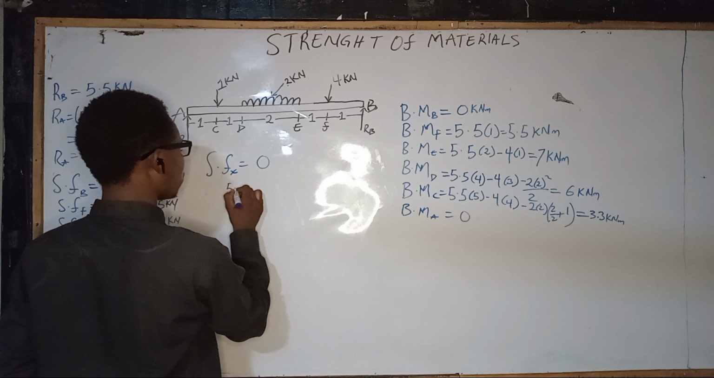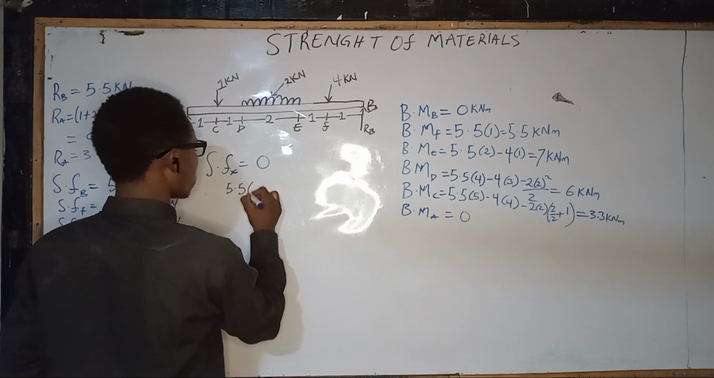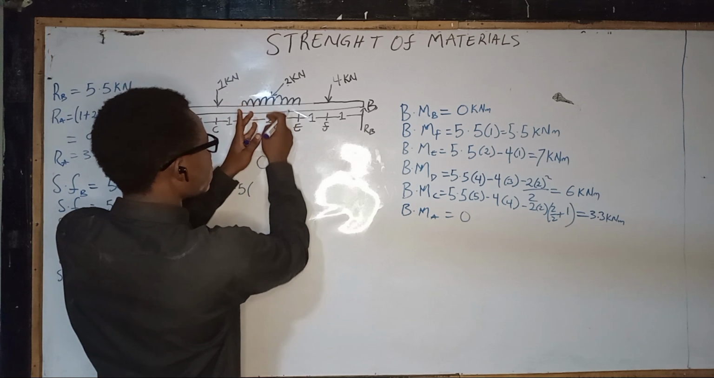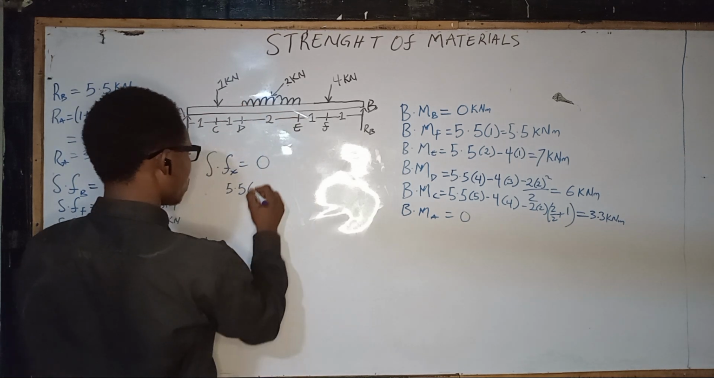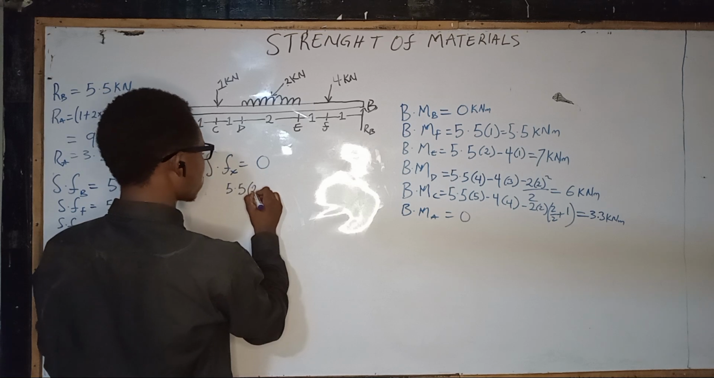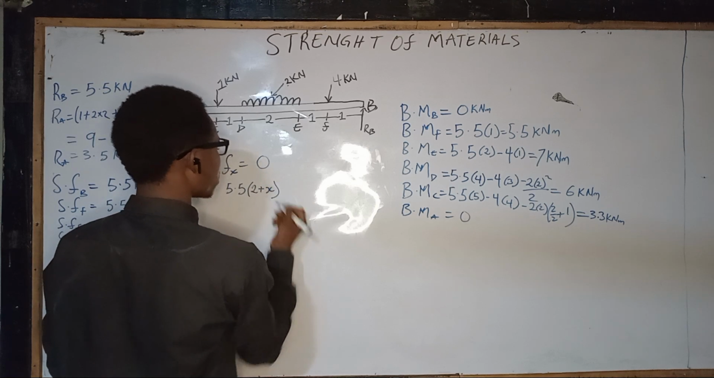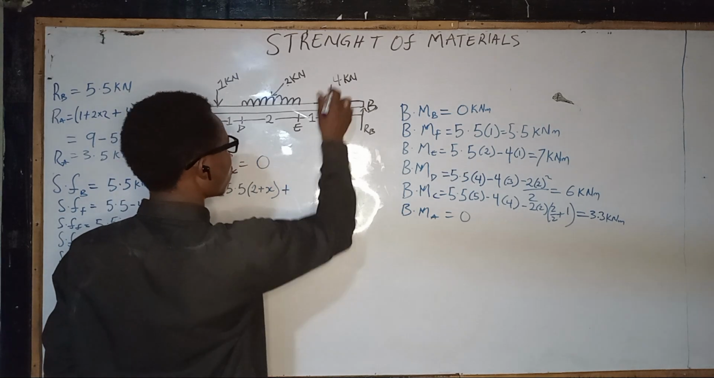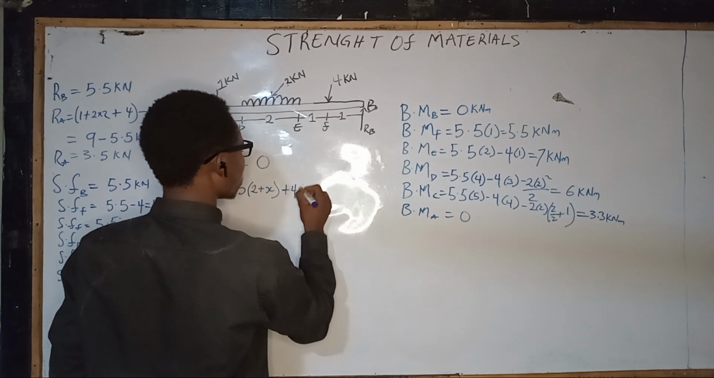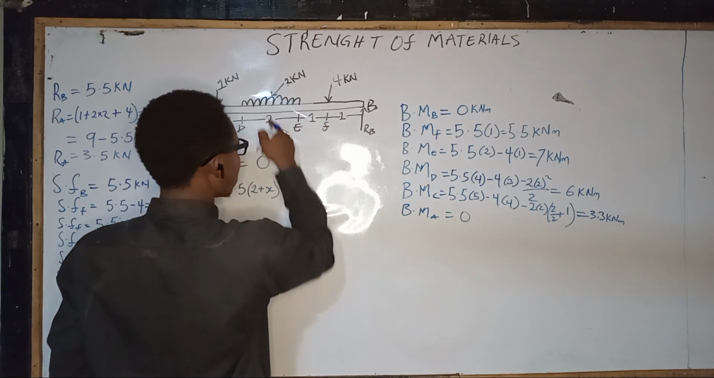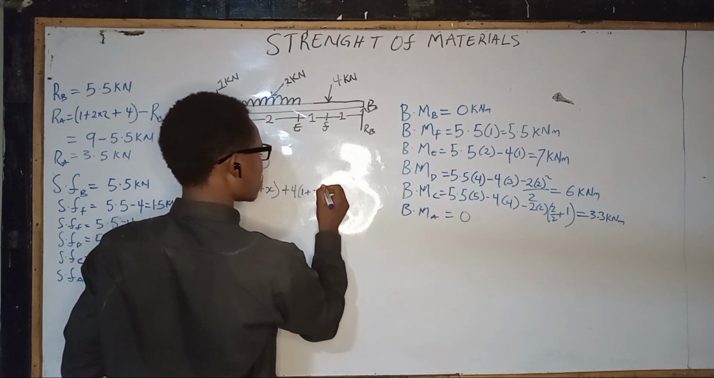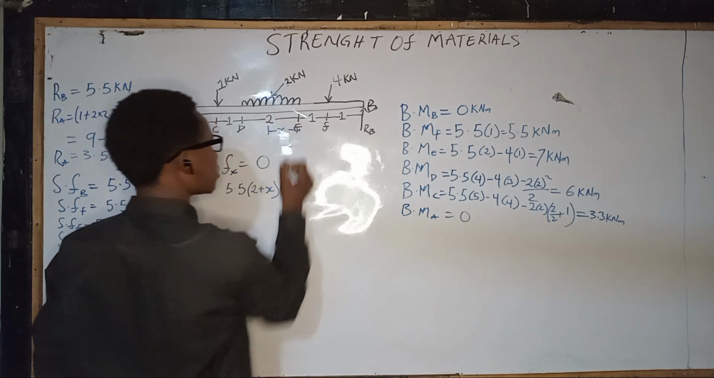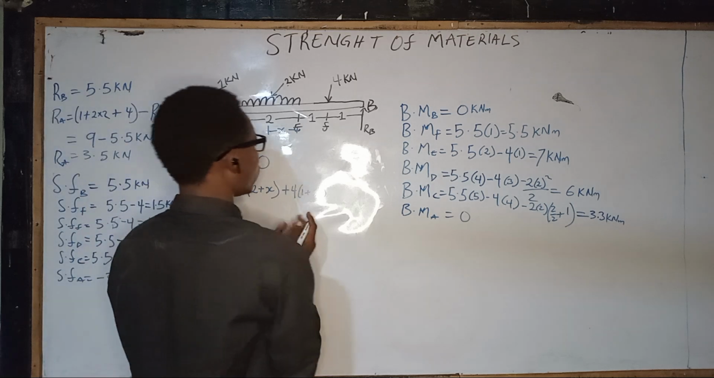We have 5.5 times 1 plus 1 plus x. Let x be the distance from here to somewhere here. So we have 2 plus x right here. Then we also have plus our 4 times 1 plus x. X is the unknown distance. This is the distance of x that we are talking about here. That's what we are looking for.